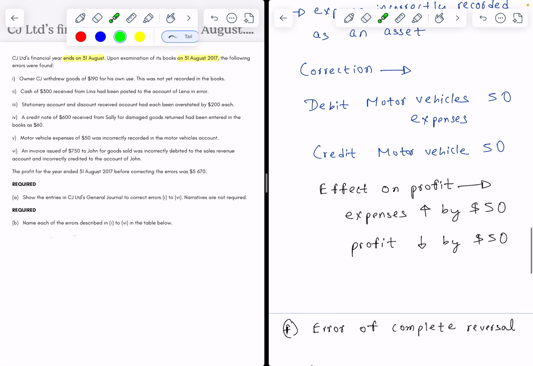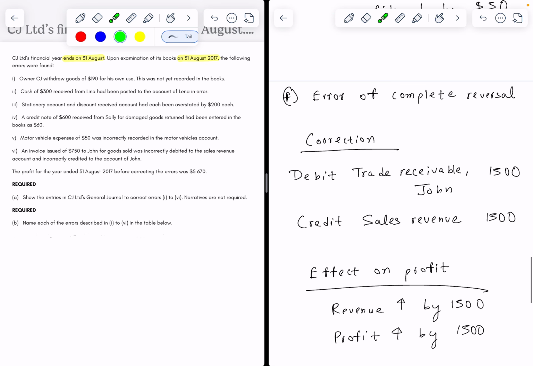Now let's look into the last error which we have got. An invoice issued of $750 to John for goods sold was incorrectly debited to the sales revenue account and incorrectly credited to the account of John. Now, before we look into our workings, which we have got on the whiteboard on the right-hand side, let's understand some things here. So if we were to read this transaction by ourselves, an invoice of $750 was issued to John for goods sold, how would we have recorded it initially?